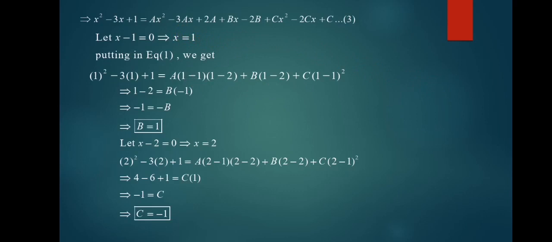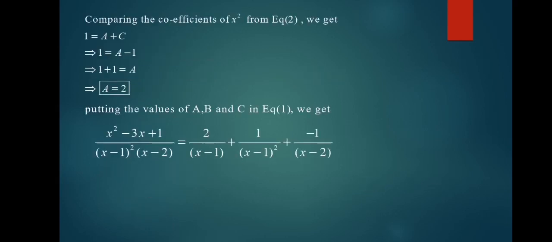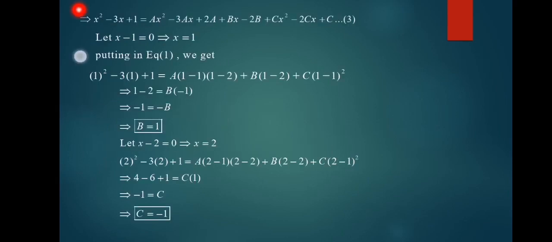Since we have only one unknown left to be determined, that is a, so we will just start with the highest variable, that is variable with the highest degree, and we will compare its coefficients, and the variable with the highest degree is x square. So we will compare the coefficients from equation number 3, and we will get 1 is equal to a plus c. Since here the coefficient of x square is 1 is equal to, here the coefficient of x square is a and the coefficient of x square is c, so it is 1 is equal to a plus c.